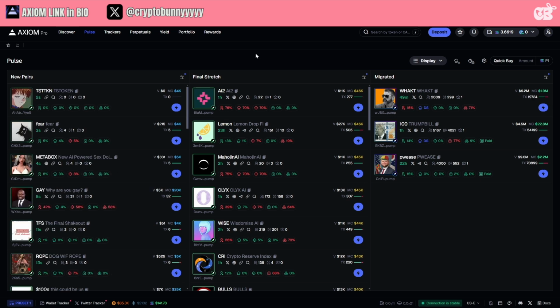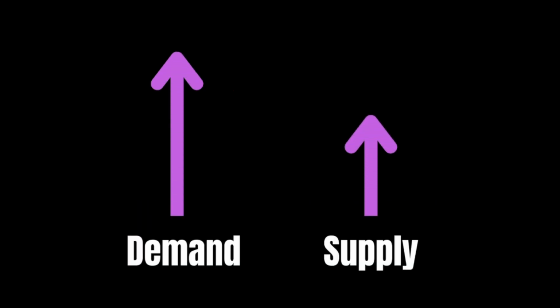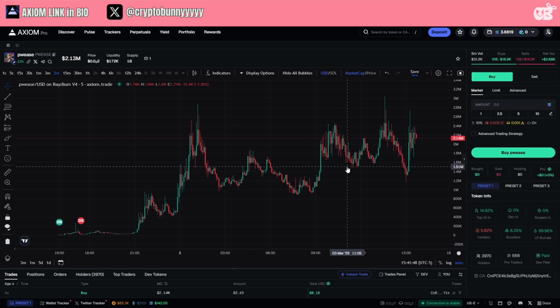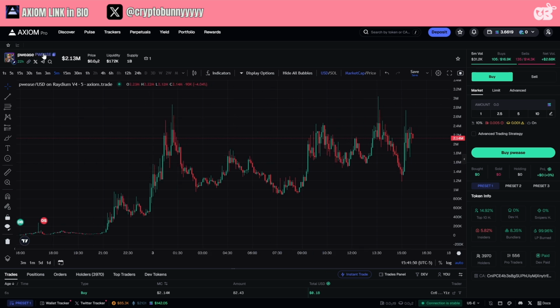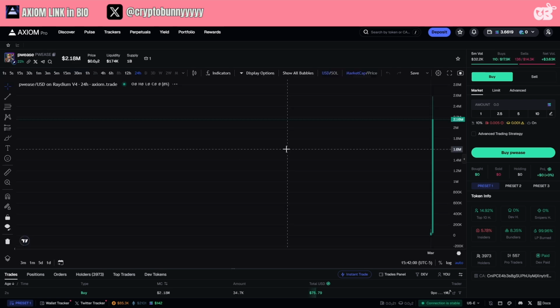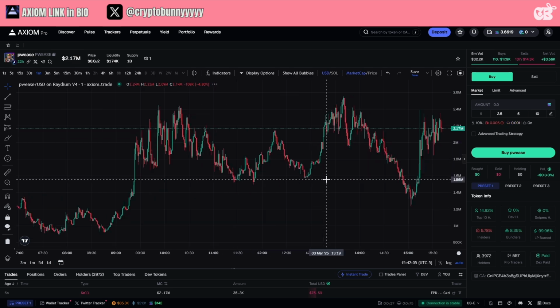So what is support? In basic terms, support is just an area or level on a chart where price stops falling. This is because this is where demand starts to overwhelm supply, which causes price to stop falling and then reverse back higher. So let's go into an example. Here we have the coin Please. Basically what I want to show to you guys is exactly how these meme coins trade in areas of support and how to find support.